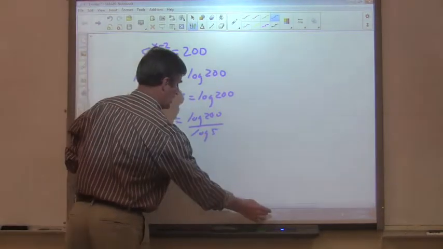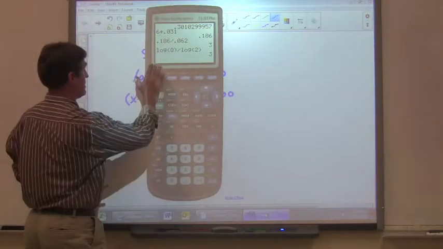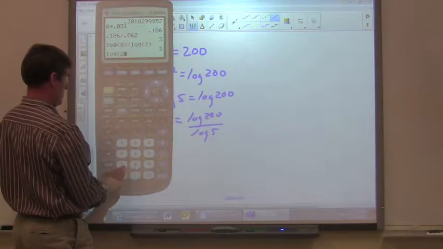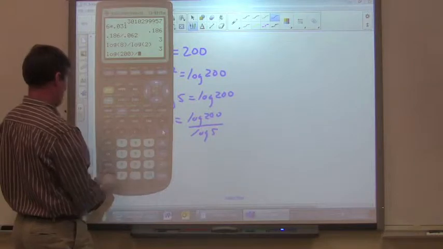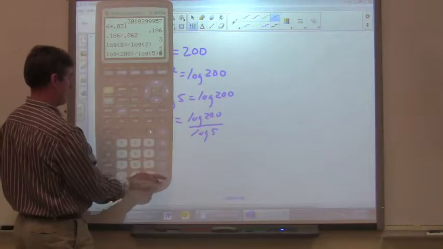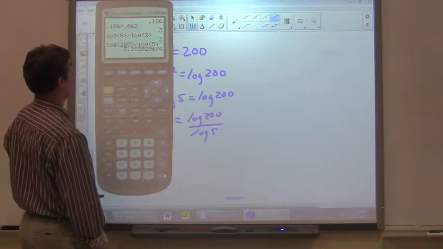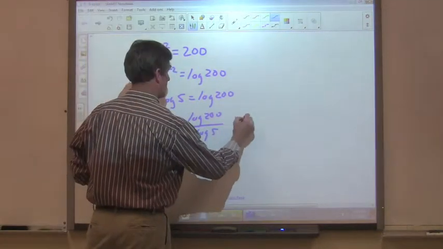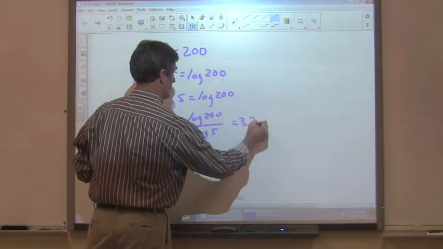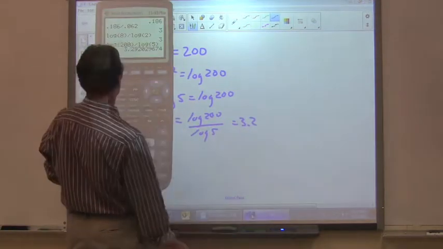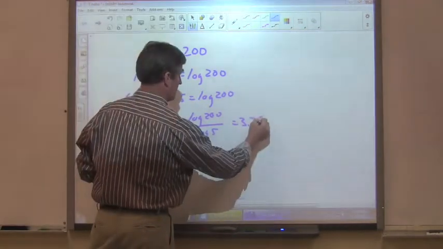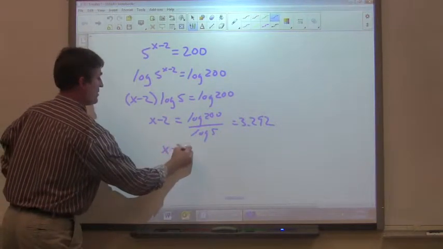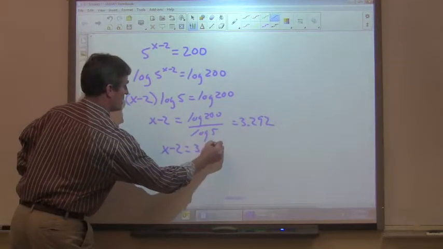So now I'm going to change that to a decimal. So it was log 200 divided by log 5. And we get 3.292. Alright, so now we're down to x minus 2 equals 3.292.